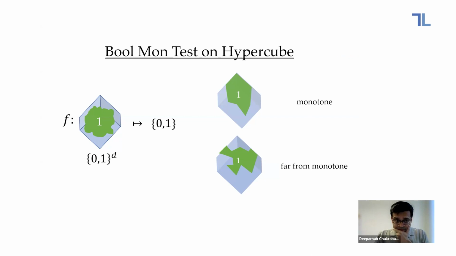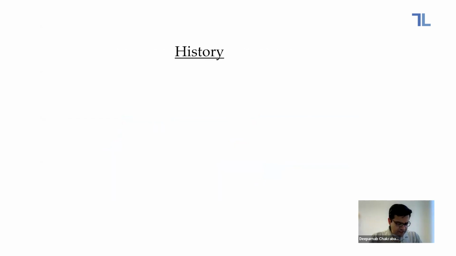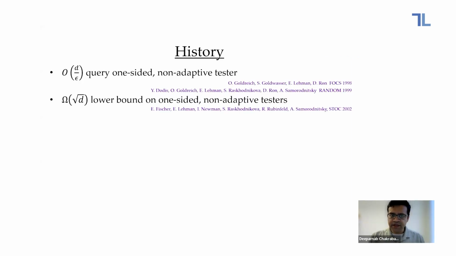Okay, again, the function is monotone if making a 1 to a 0, or a 0 to a 1, cannot make the function value go from 1 to 0. So let me tell a little bit, and I'll go a little quicker here, about the history. This problem was studied in a paper, FOCS 1998, by Goldreich, Goldwasser, Lehman, and Ron, called Testing Monotonicity, and they gave a d by epsilon query one-sided non-adaptive tester.